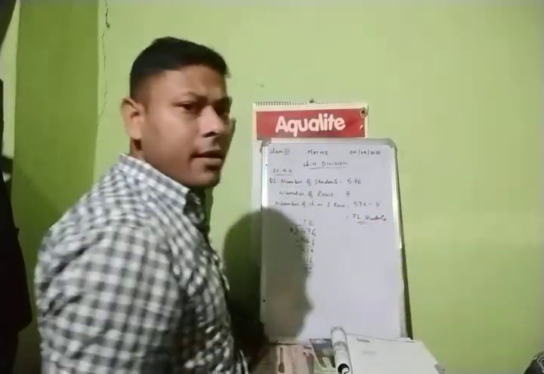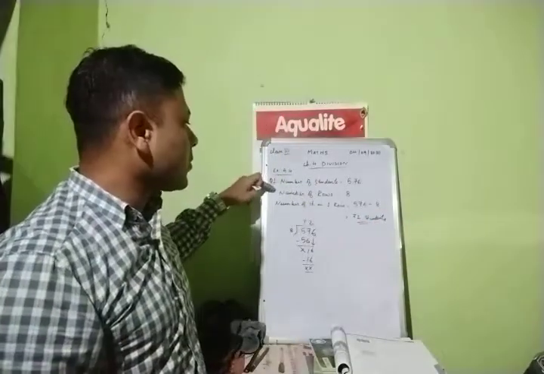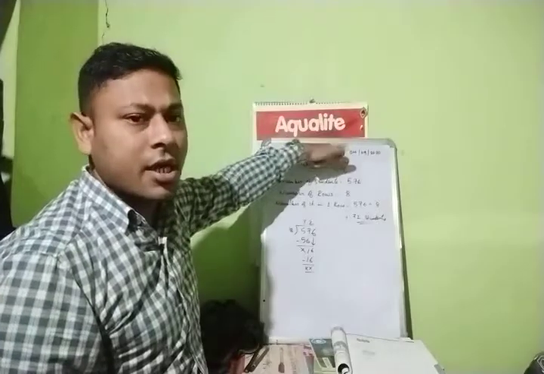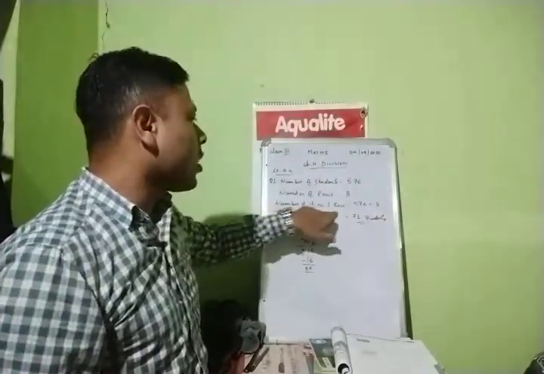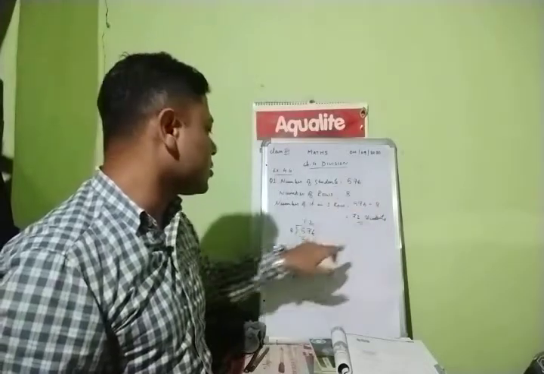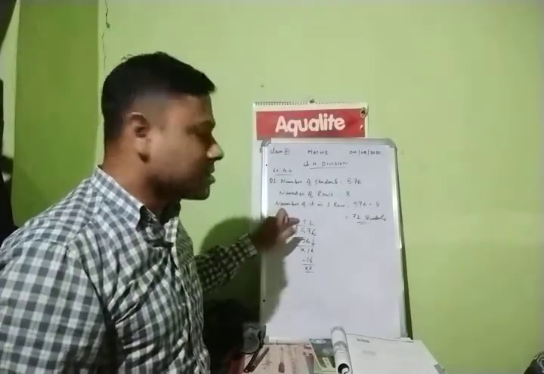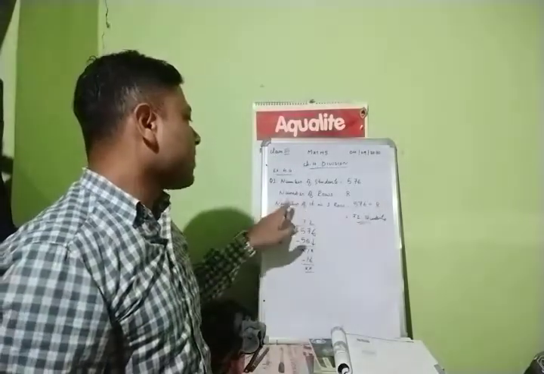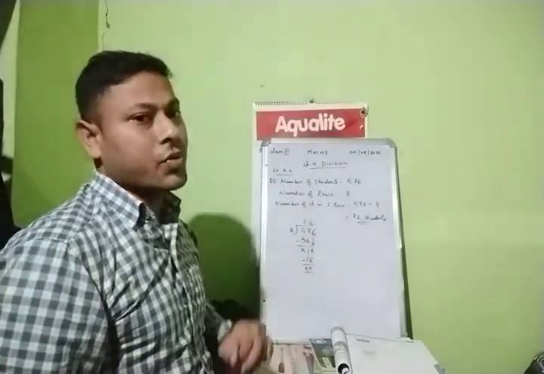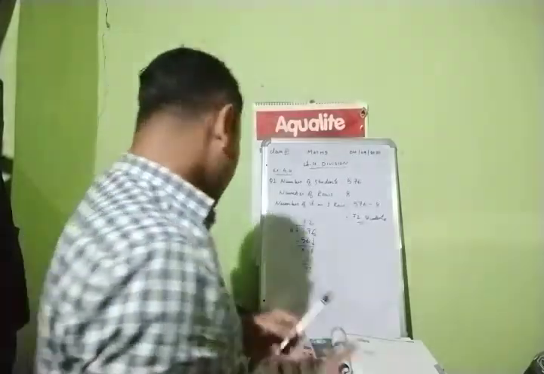Did you get it children? How to solve? First of all, you have to write the number of students. How many students were there? The number of rows. How many rows were there? The number of students in one row. What we have to do? We have to divide this. We solved here. How much we got? 72. This is our answer, that 72 students are there in one row. Right? Okay. Now let us solve the next question.